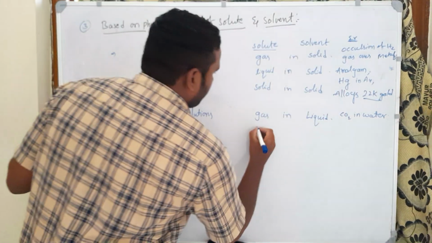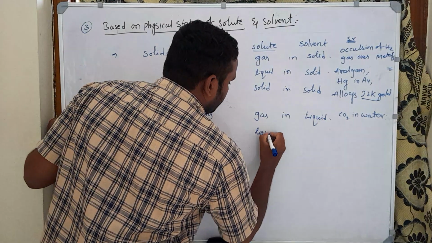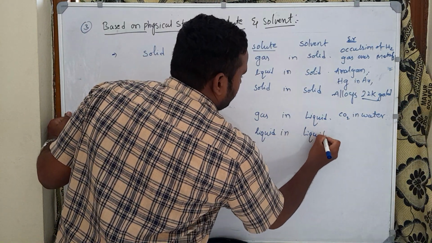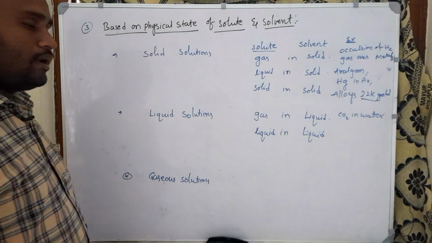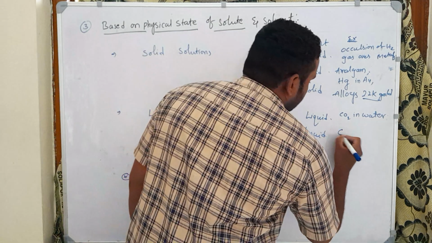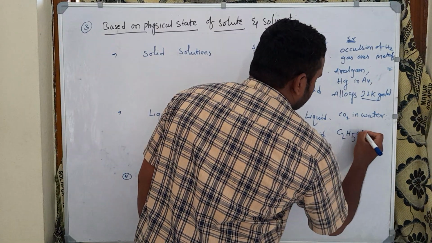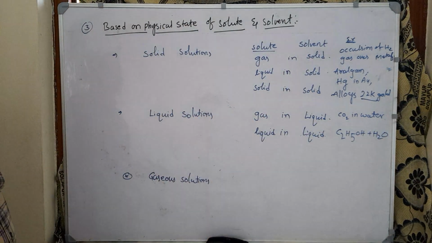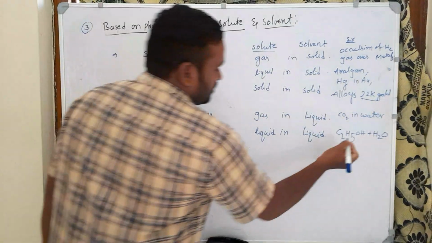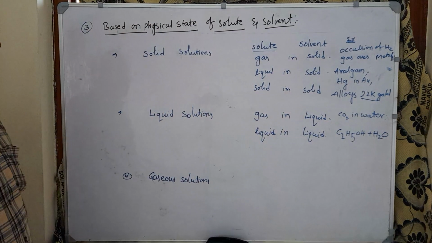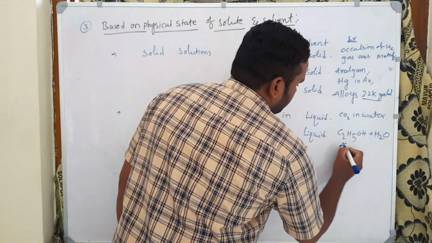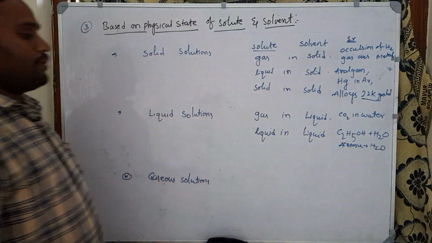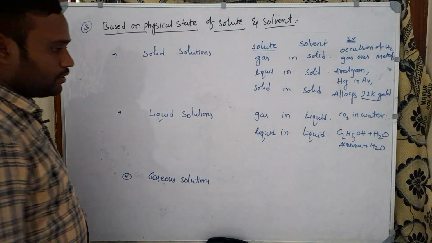Next, liquid in liquid means the solute is liquid and the solvent is also liquid. We can say, for example, C2H5OH plus H2O, which is nothing but ethanol plus water, or acetone plus water, acetone plus H2O. This is also an example of liquid in liquid type of solutions.